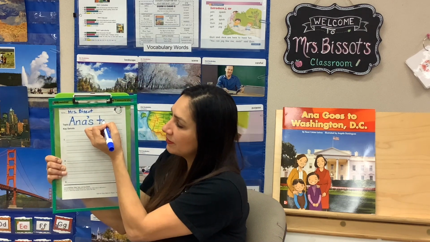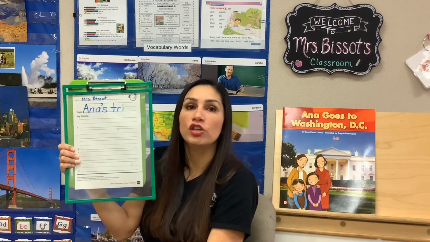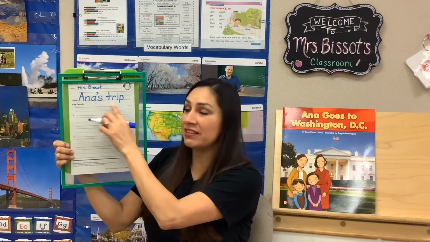R. Trip. An I and trip. And a P. Good job. And these are not complete sentences. We're only just giving little bits of information. Okay, so the main topic, the whole story was about Anna's trip.